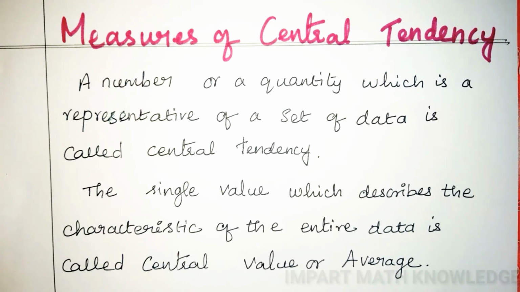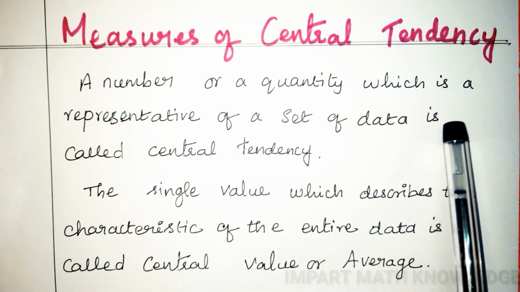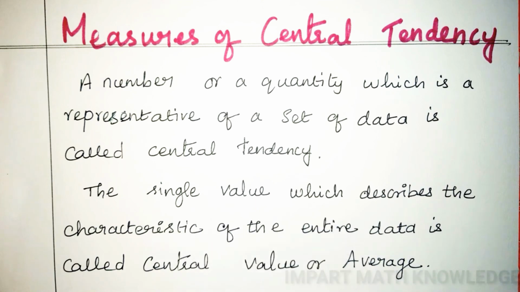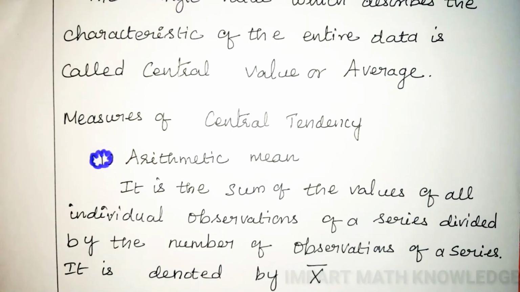One such measure we call average. A number or a quantity which is a representative of a set of data is called central tendency. The single value which describes the characteristics of the entire data is called the central value or average. There are 5 measures of central tendency: arithmetic mean, median, mode, geometric mean and harmonic mean.